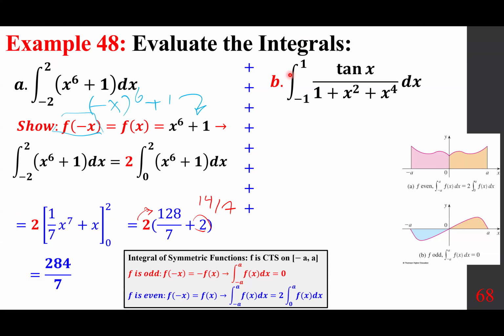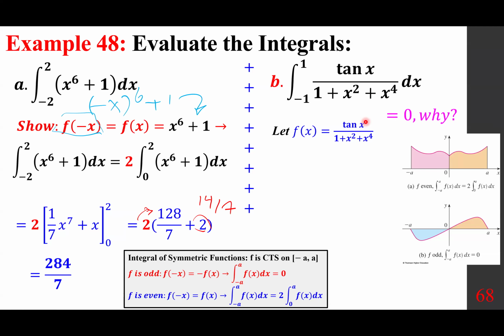The integral from negative 1 to 1 of tan x over 1 plus x squared plus x to the power of 4 dx. This is 0. Why is that? You have to prove the function is an odd function. So what is the function? First of all, this is the function. F of x is tan x over 1 plus x squared plus x to the power of 4.